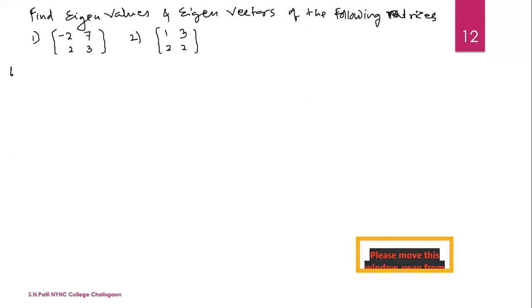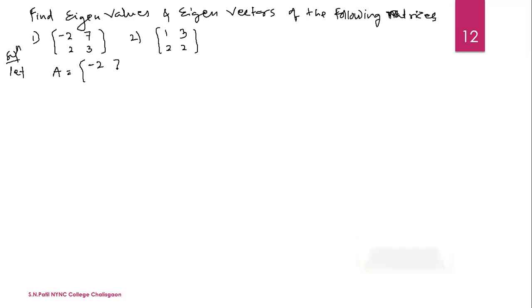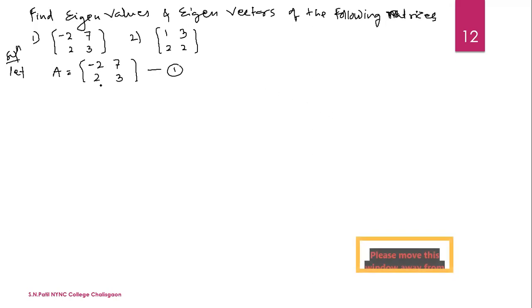Let us see the solution of the first. A is equal to minus 2, 7, 2, 3. Before we proceed with the example, let us discuss the working rule for how to find the eigenvalues and eigenvectors.